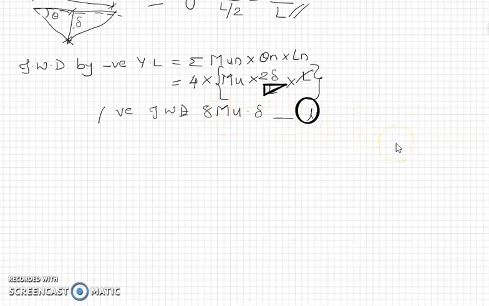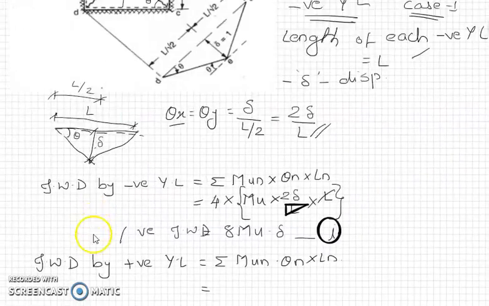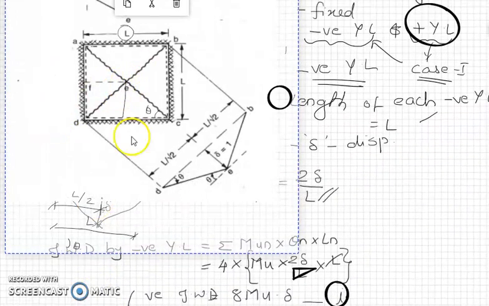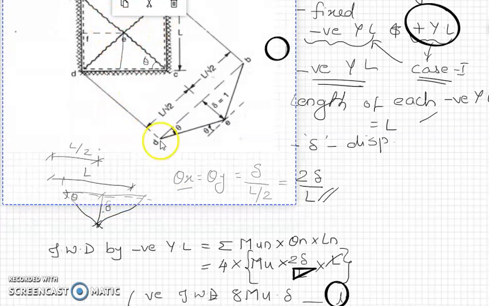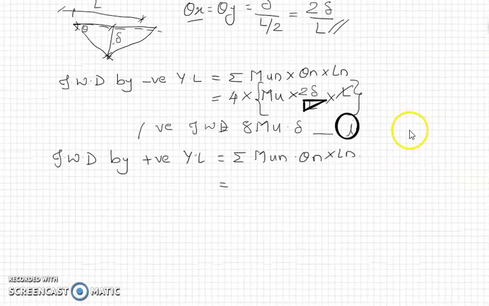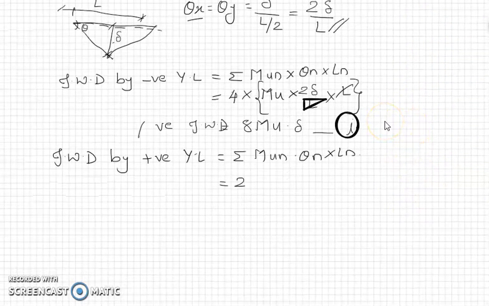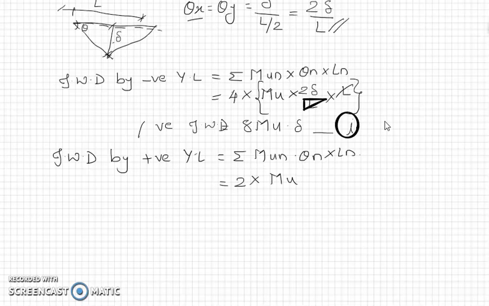Now we will see what is the internal work done by positive yield lines. We will only see internal work done first. So for positive yield lines, again the equation remains the same, summation mu n into theta n into ln. Now how many positive yield lines do we have? 2. The positive yield lines are the diagonals. So we have 2 diagonals here, so the number of yield lines is 2. So we will write it as 2 into mu, which will remain the same.